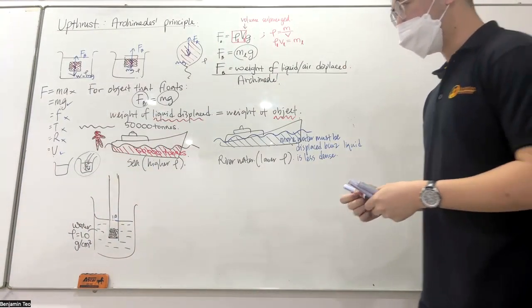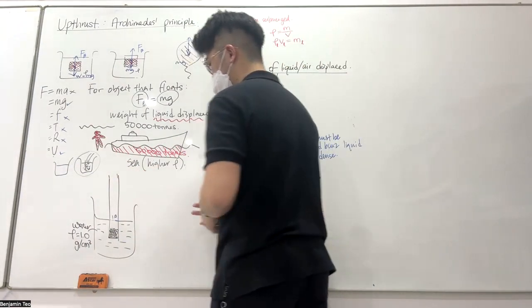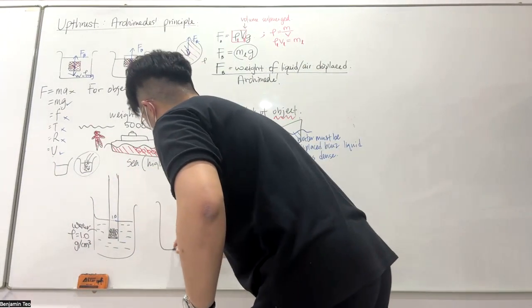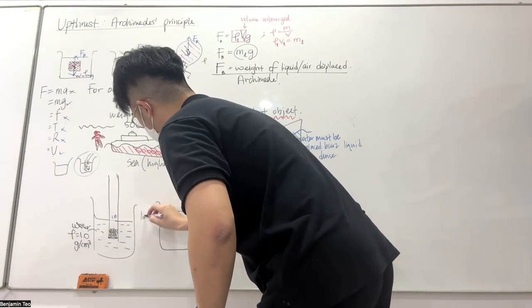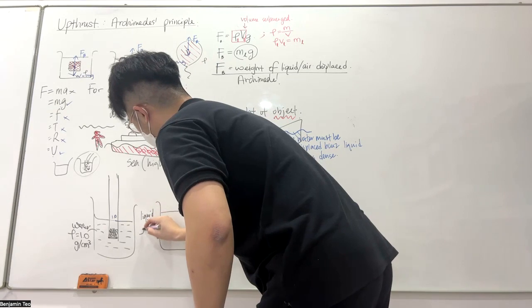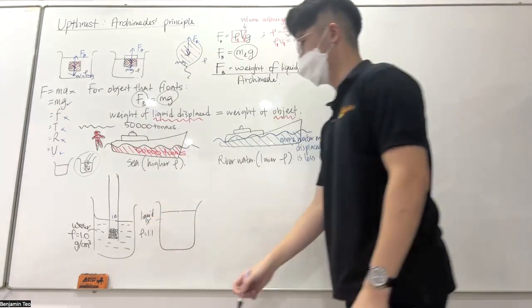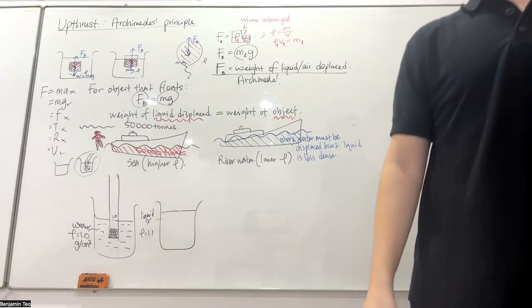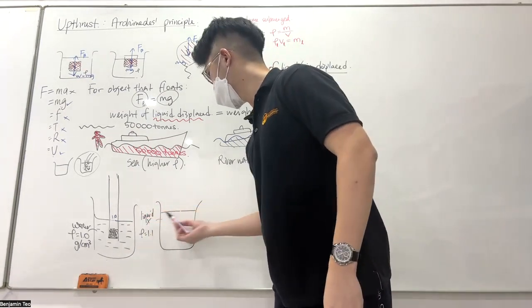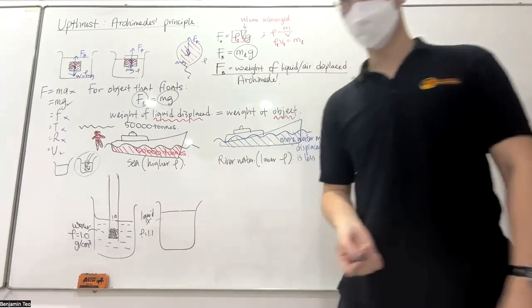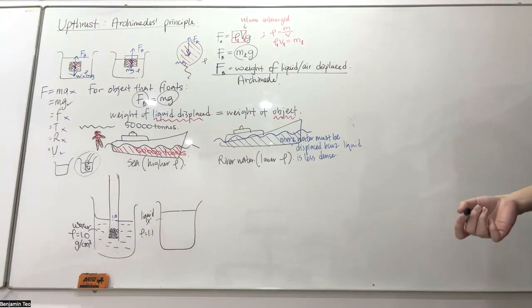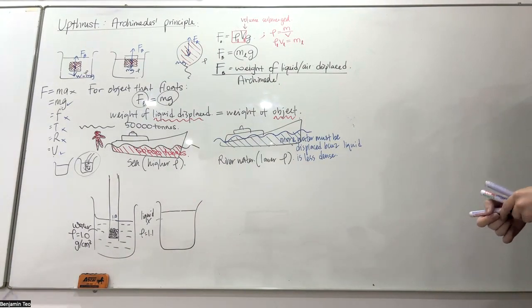And then I take it out and put it in a liquid of higher density. Let's say this liquid X has a density of 1.1. Higher density. Okay, this is my marking. Now, what is the position of the device if I put it in a liquid of higher density?